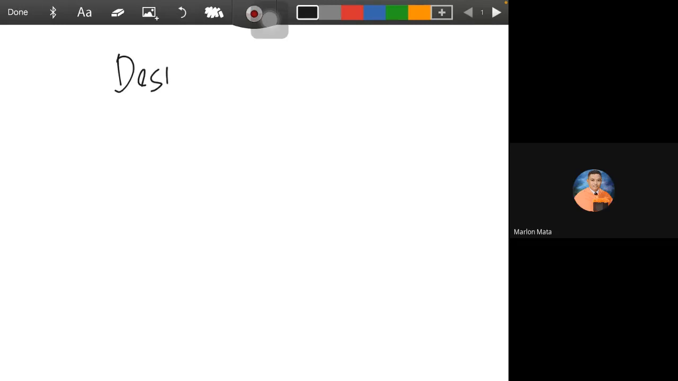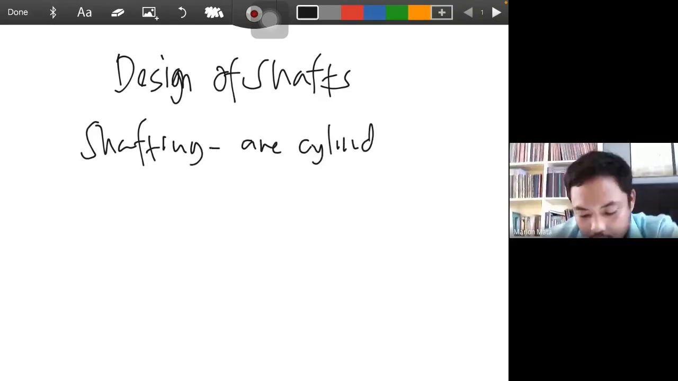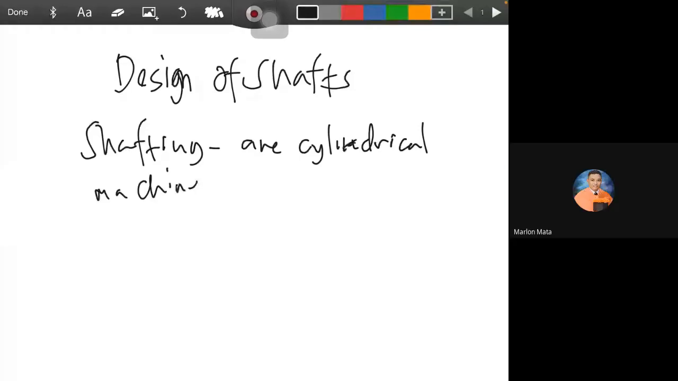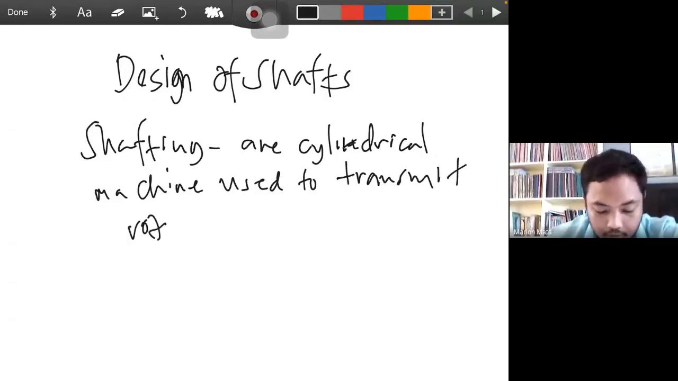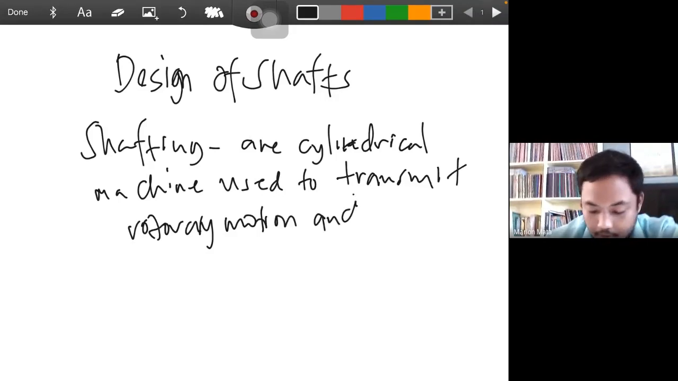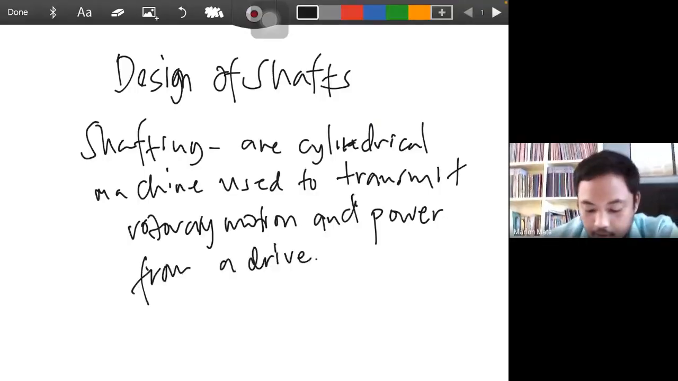Hey, good day. So we will be going to discuss design of shafts. So shafting are cylindrical machine used to transmit rotary motion and power from a driver, which is the thing that drives, to a driven element.